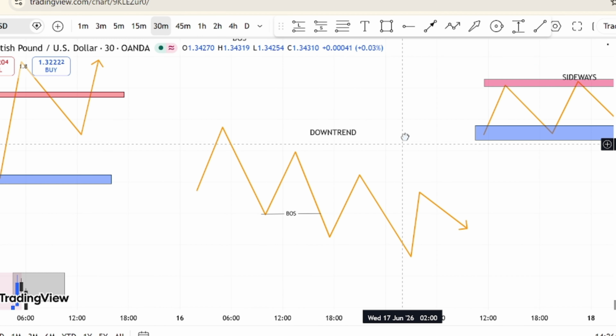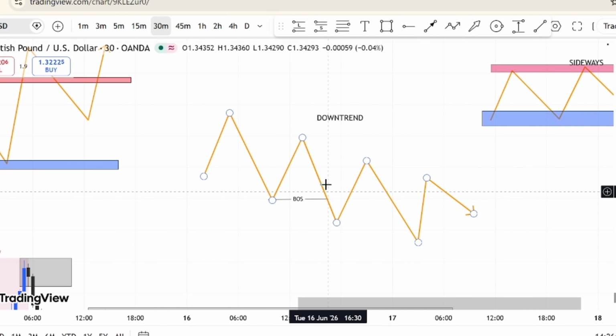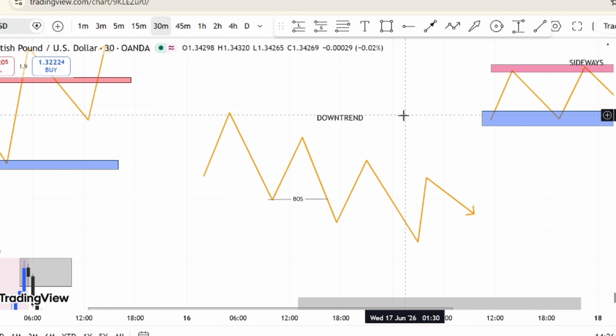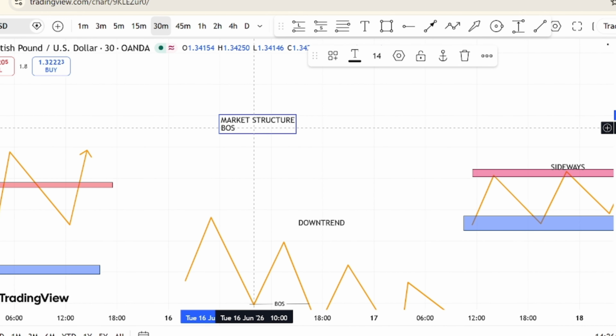Now this is our break of structure. So when the price breaks structure, we go back to our checklist and we check for one more thing. I'm going to add our next thing we check for, which is the origin, and in brackets I put order block.